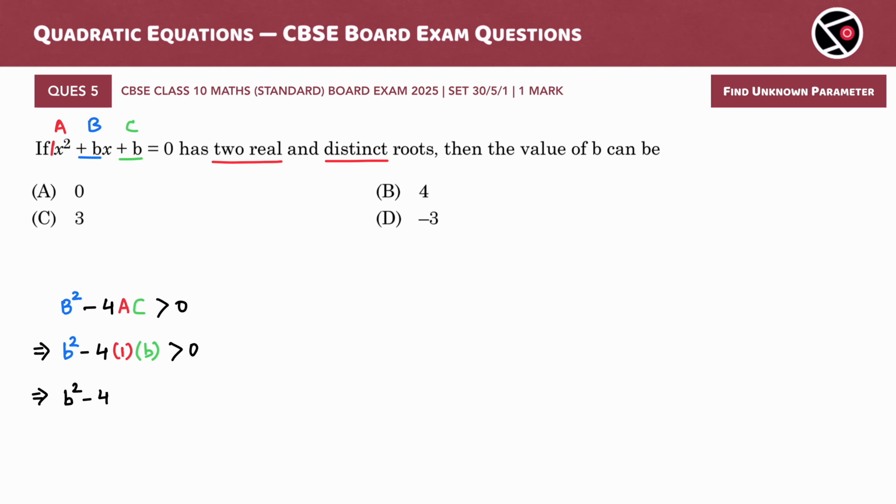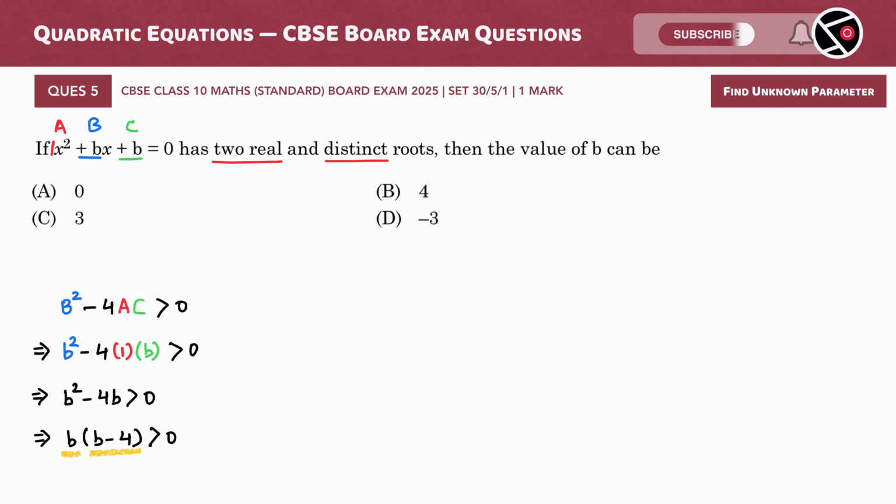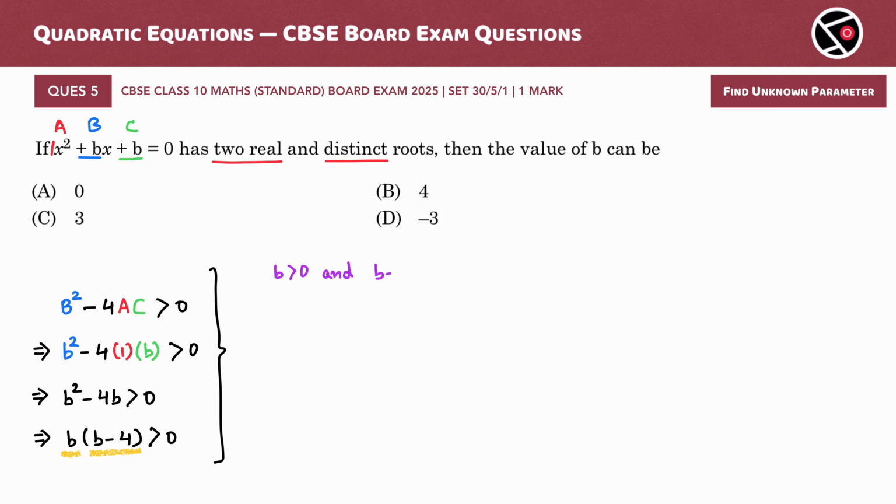B square minus 4b is greater than 0. b times b minus 4 is greater than 0. The product of two factors, b and b minus 4, is greater than 0. This can happen only in two cases. Either both factors are positive or both factors are negative. When both factors are positive, b is greater than 0 and b minus 4 is also greater than 0. b greater than 0 and b greater than 4. Both conditions must be true at the same time.